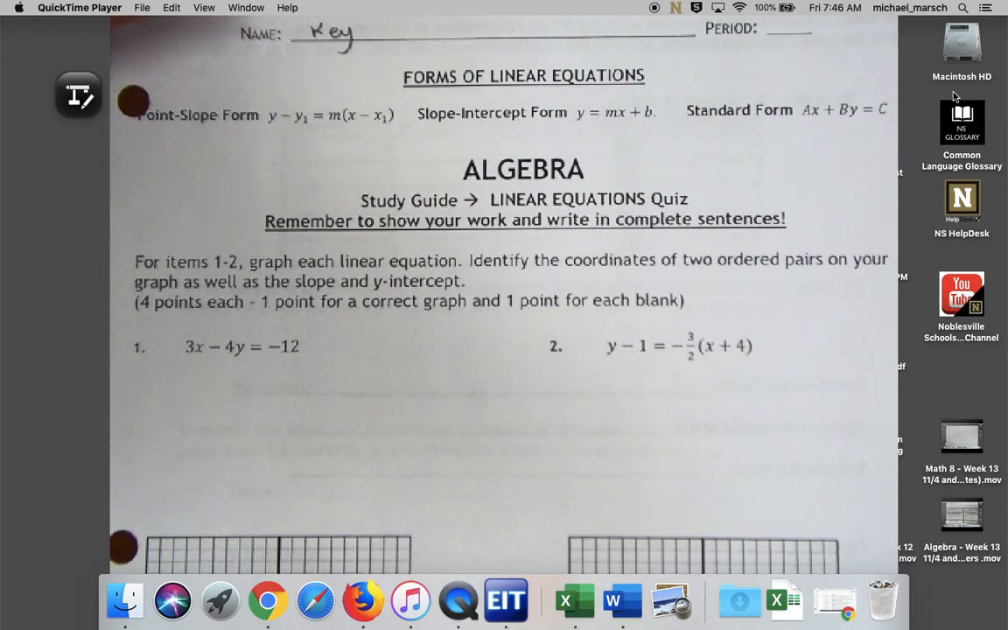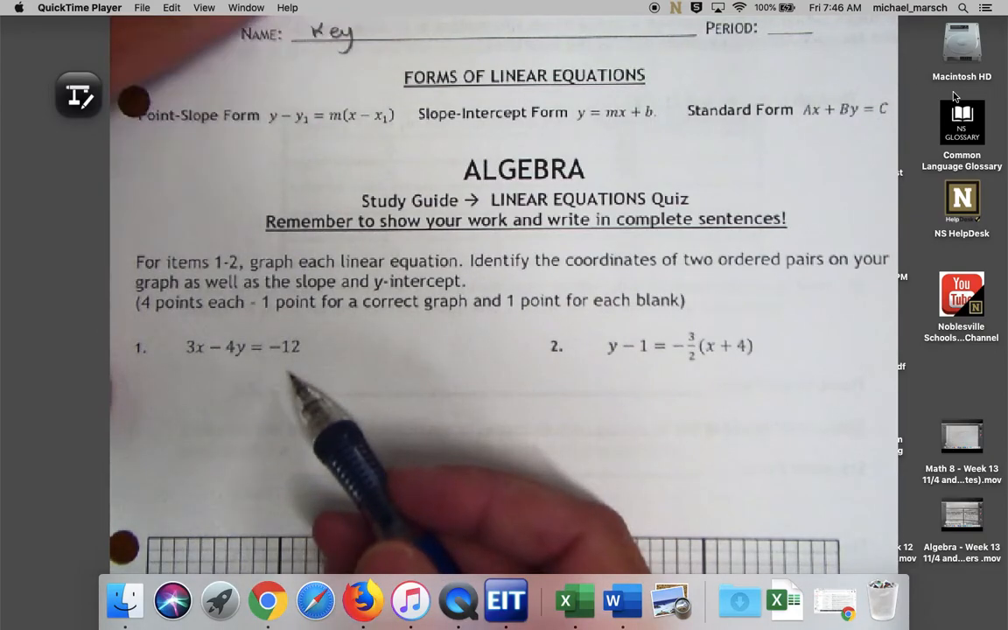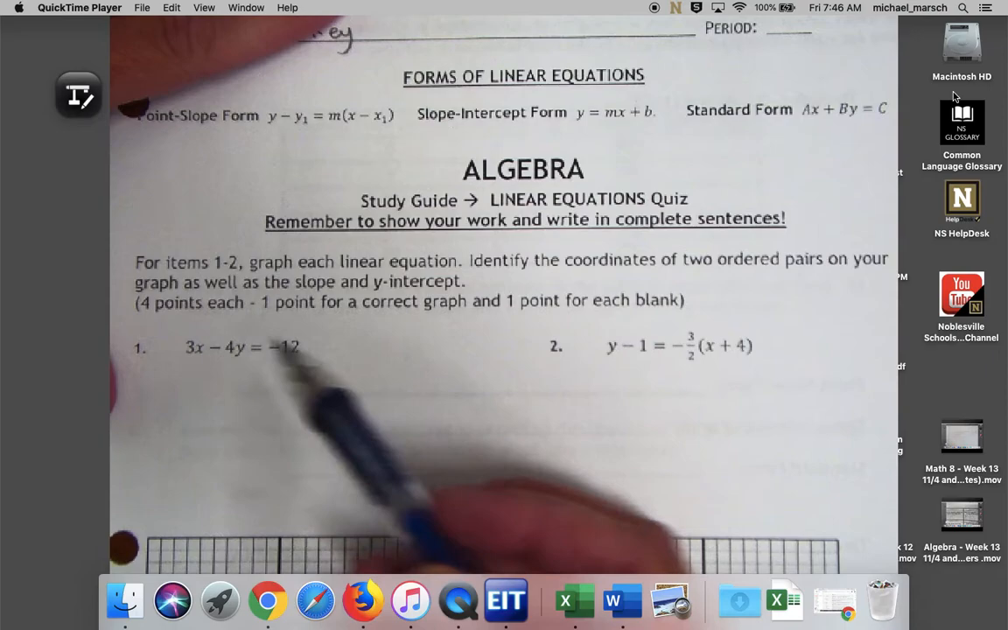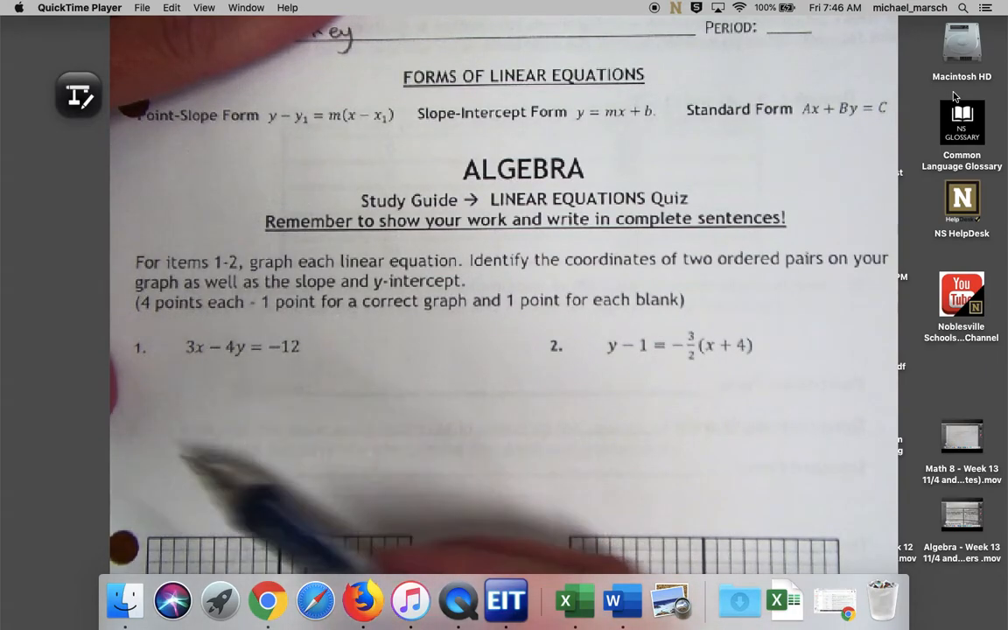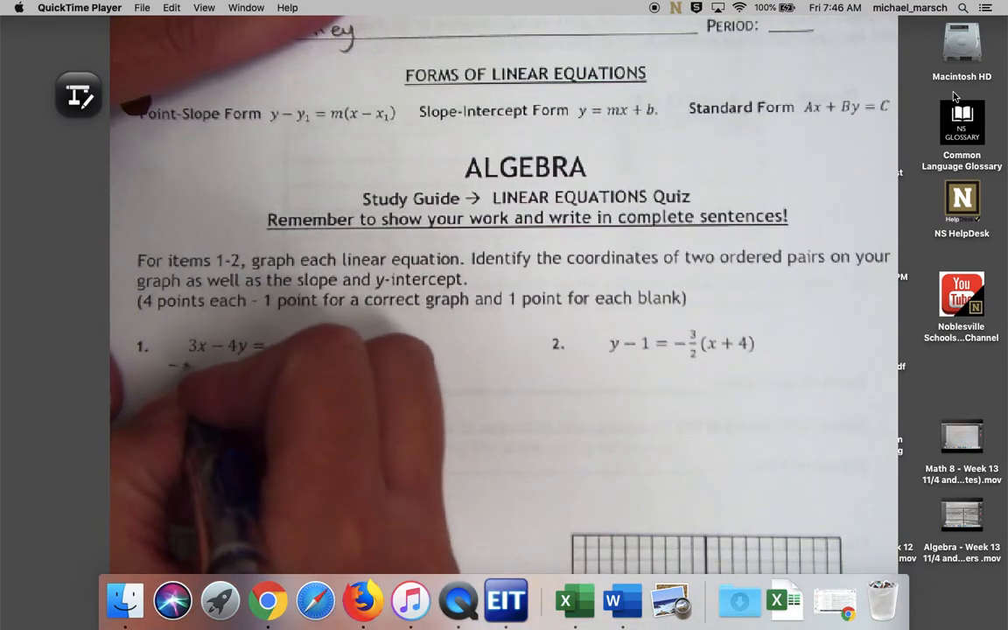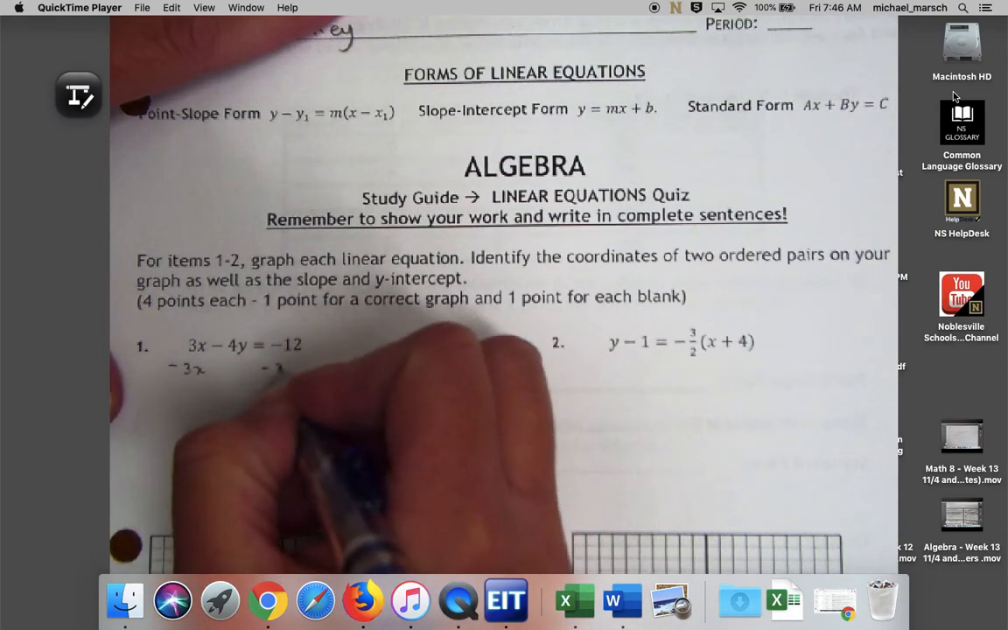So here we go. Questions 1 and 2 say graph each linear equation. Identify the coordinates of two ordered pairs on your graph as well as the slope and y-intercept. Right here, number 1, we have standard form, Ax + By = C. So we're going to rearrange this so that we have slope-intercept form. The first thing I'm going to do is subtract this 3x from both sides.